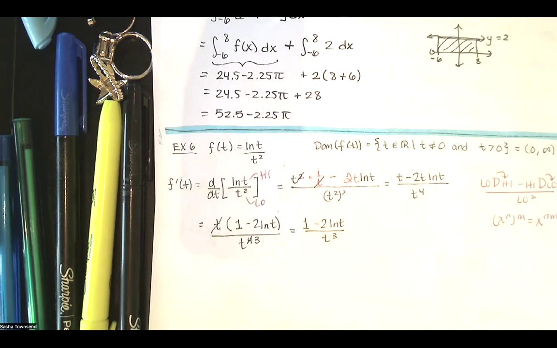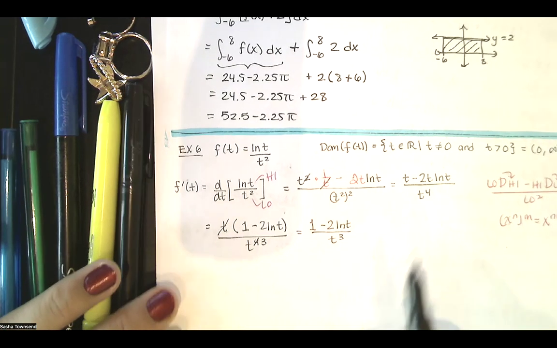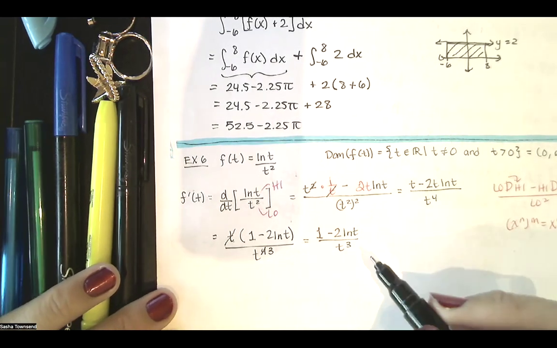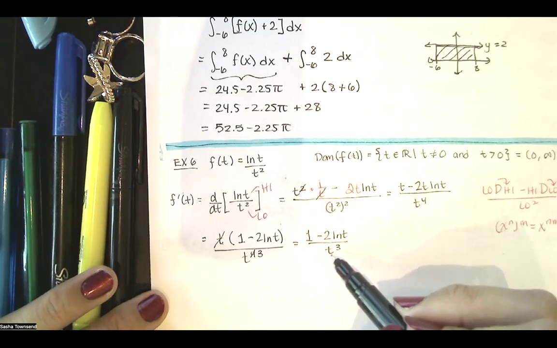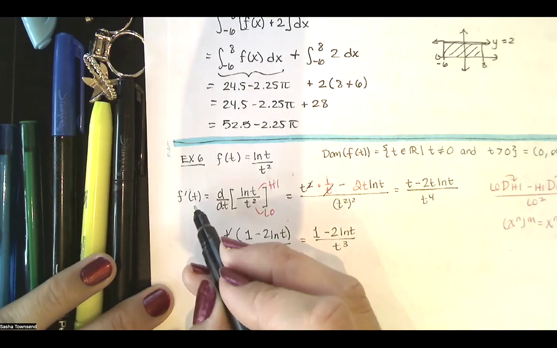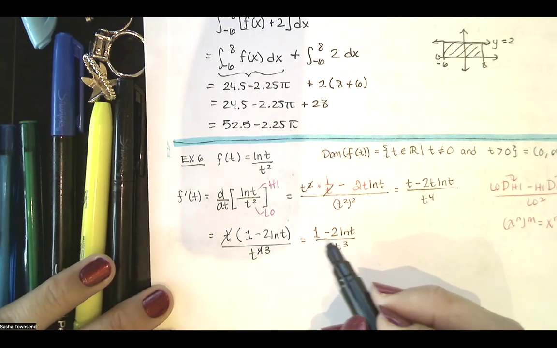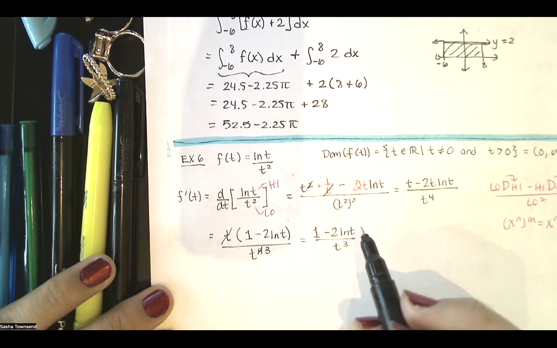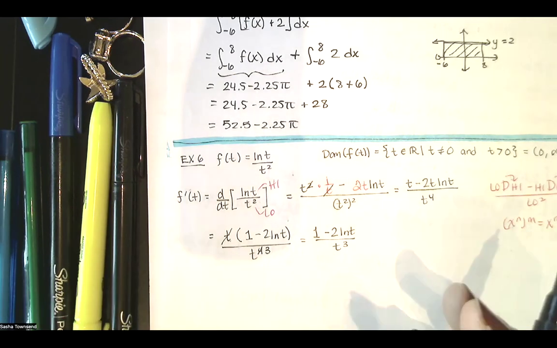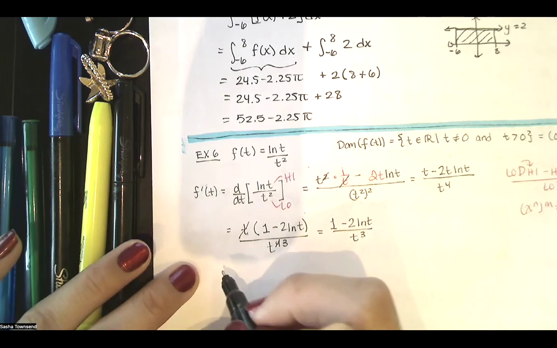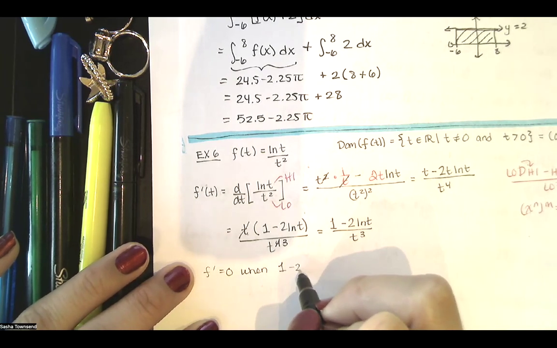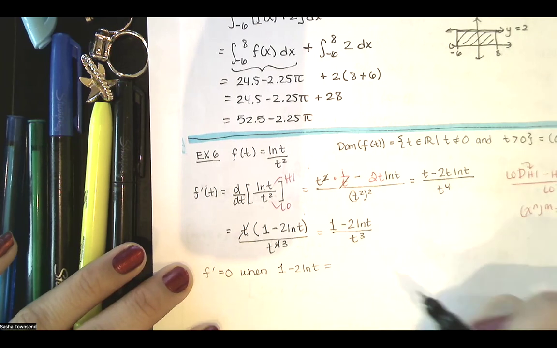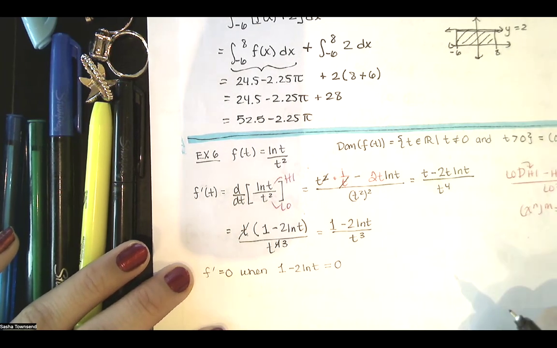So f prime will equal 0 whenever that numerator is 0 and the denominator is non-zero. Now on the domain, t cubed is always positive, because if t is positive, t cubed is positive. So f prime will change signs when f prime is 0, and then we can figure out whether it's positive to the right of that 0 or negative to the right of that 0 and vice versa. So I will say f prime is 0 when the numerator is 0 and the denominator is non-zero, but we already know it's non-zero in this case.